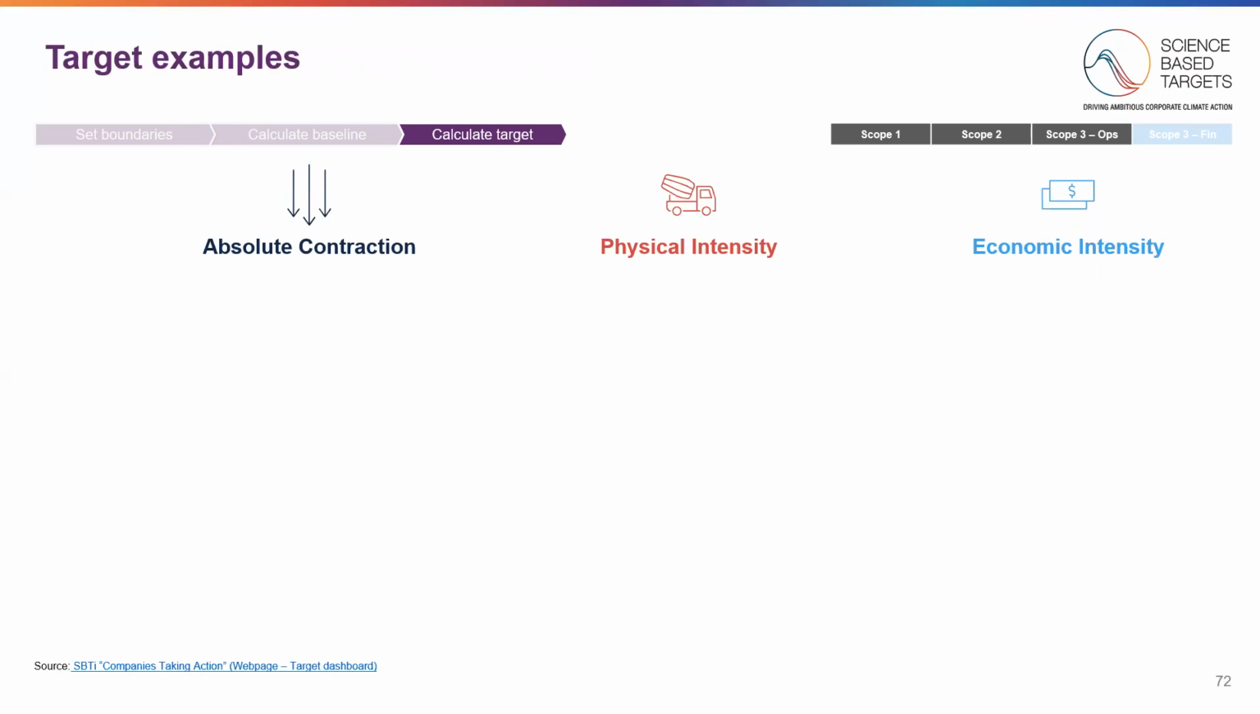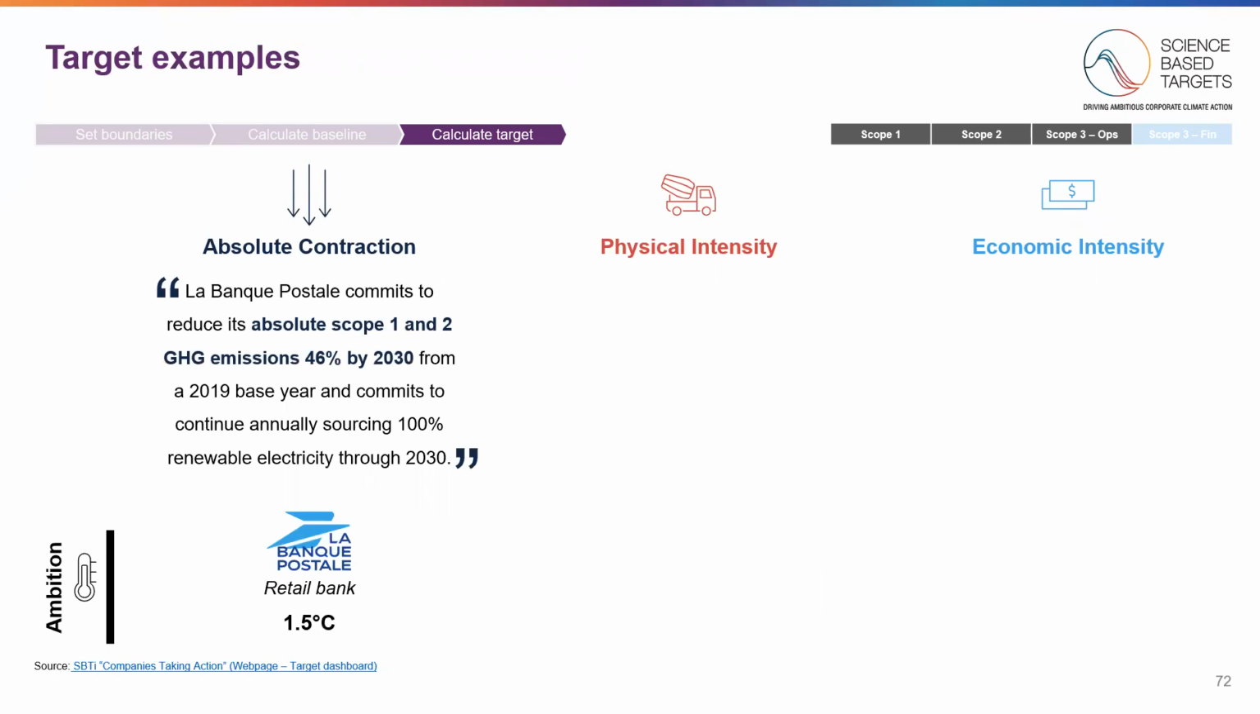To help illustrate what goals could look like for each of the methods we just discussed, we've included a few examples of companies who have already set scope 1 and 2 targets. La Banque Postale employed an absolute contraction approach, committing to reducing their scope 1 and 2 greenhouse gas emissions by 46% by 2030 from a 2019 base year.